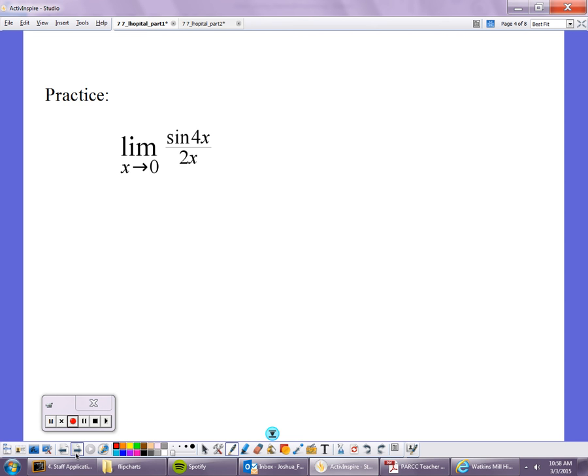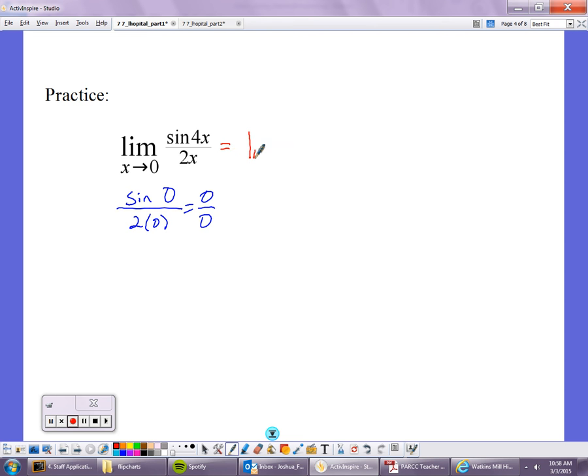If I try direct substitution, I get sine of 0 over 2 times 0. So I just get 0 over 0. So that's an indeterminate form, which tells me I can use L'Hopital. Remember, you can't use it if it's not an indeterminate form. Don't just go trying this all the time.